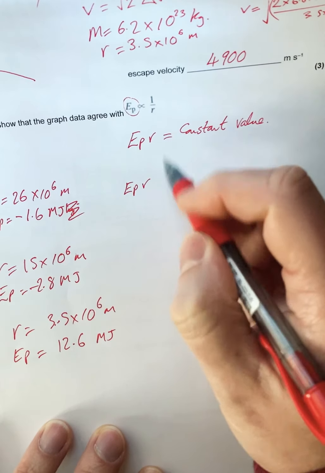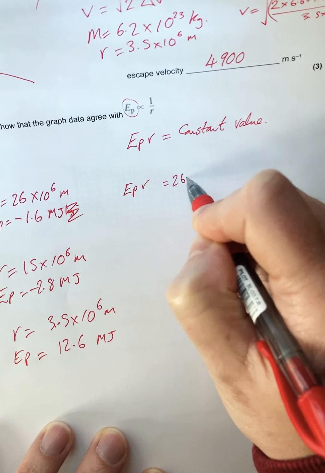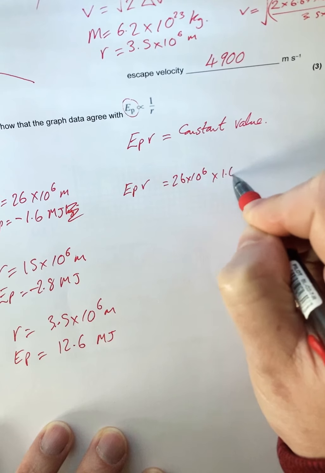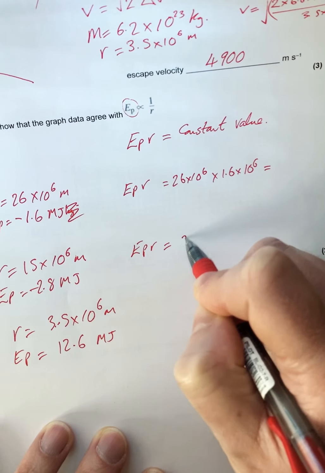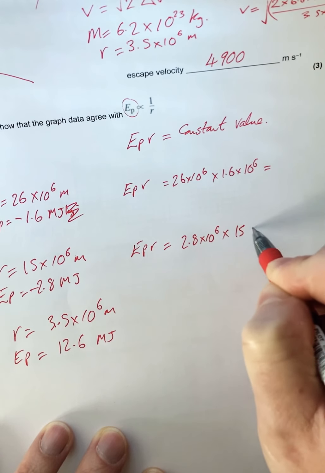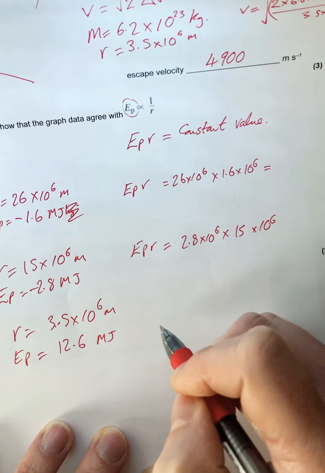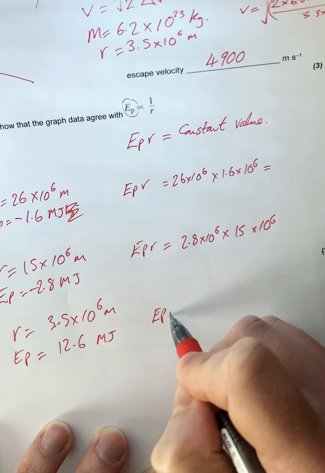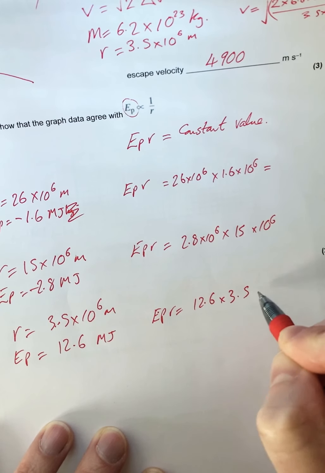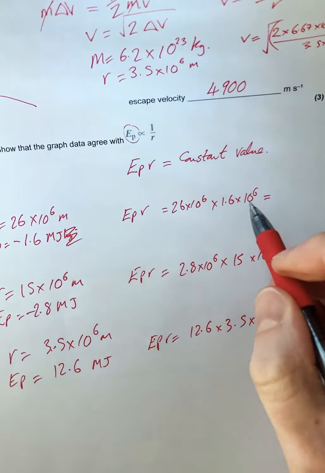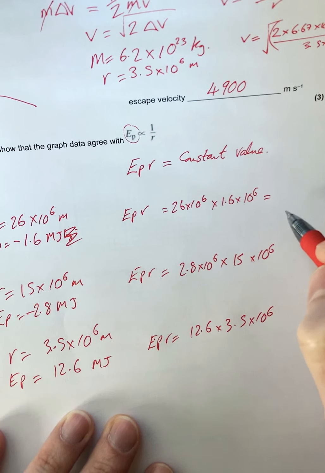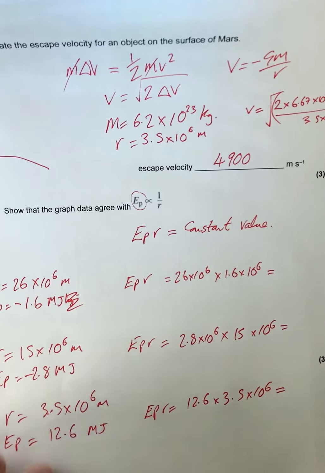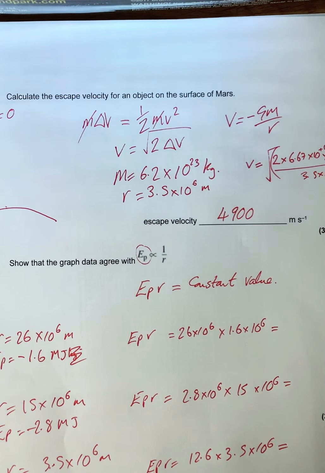Right, so EP times R: 26 times 10 to the 6 times 1.6 times 10 to the 6. And EP times R: 2.8 times 10 to the 6 times 15 times 10 to the 6. And then finally, EP times R: 12.6 times 3.5 times 10 to the 6. Okay, so this then would come out at approximately, I haven't got a calculator, it's on my phone. Let me just type this out on the computer.